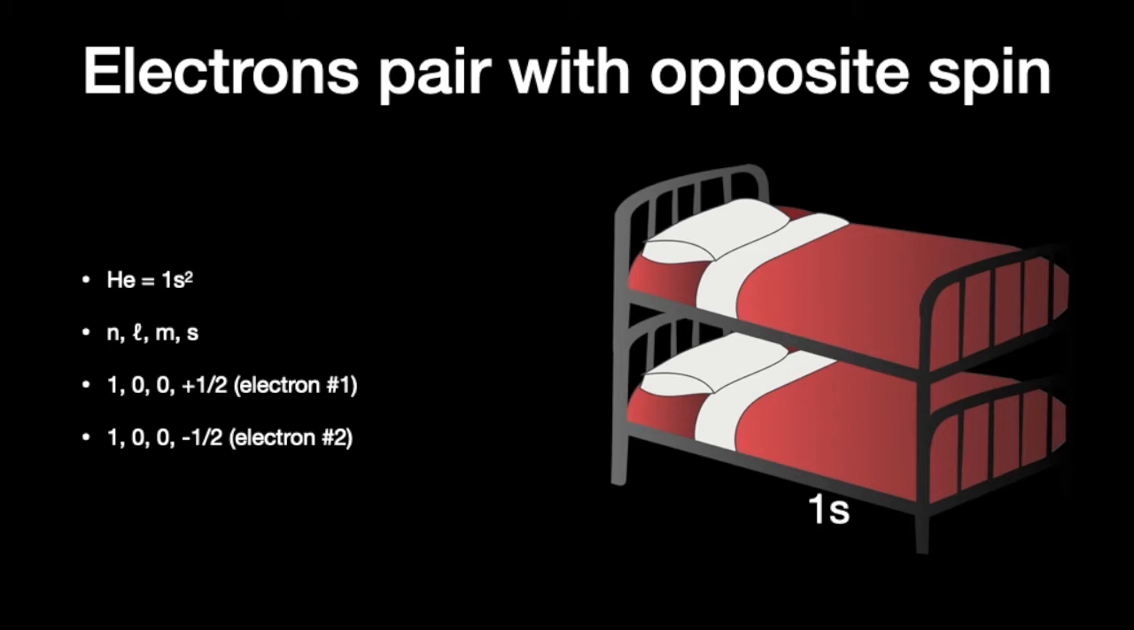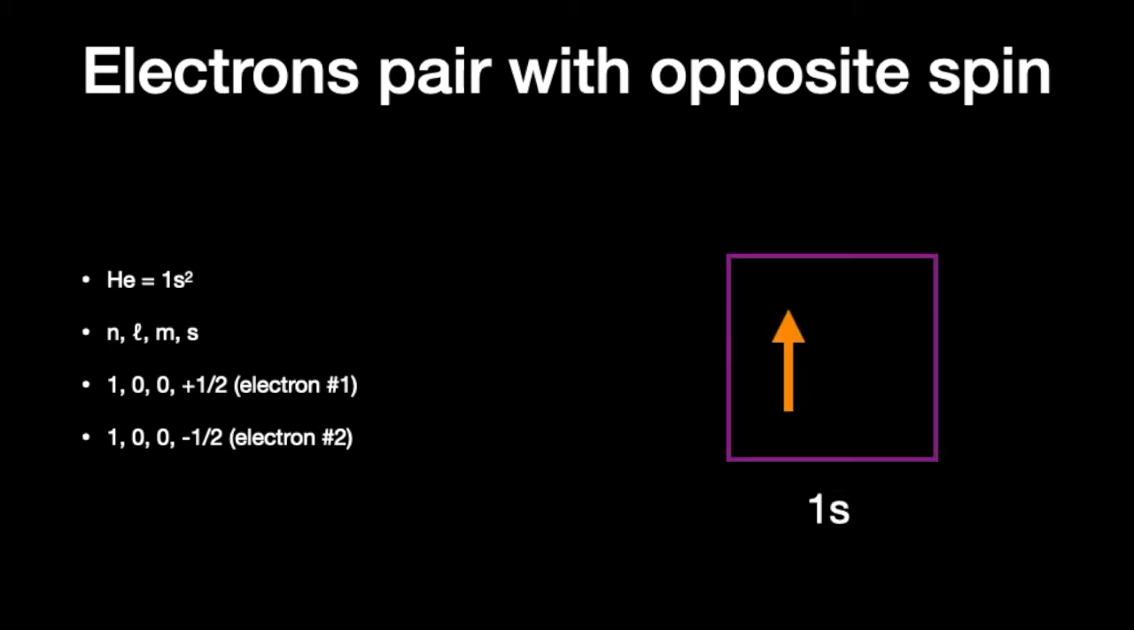So think about how 2 kids would get into bunk beds, okay? The first would probably call top bunk, and then the second one, since the top bunk is already occupied, would take the bottom bunk, okay? So they're always going to pair up, 2 per bunk bed. One's going to be up and one's going to be down, and that's just how we want to think about electrons.